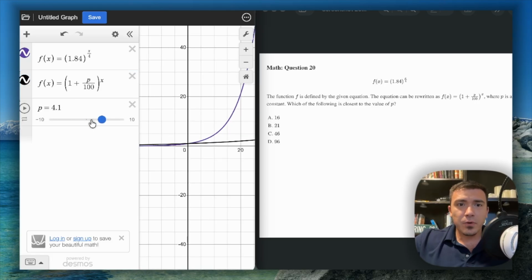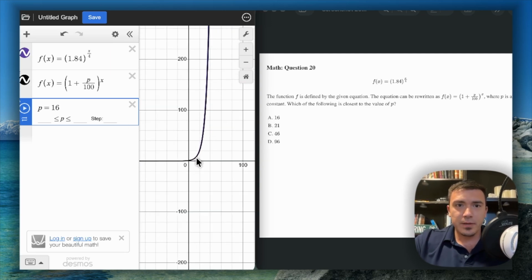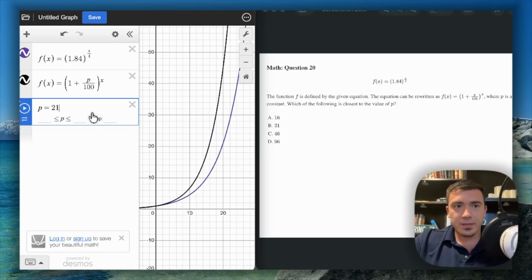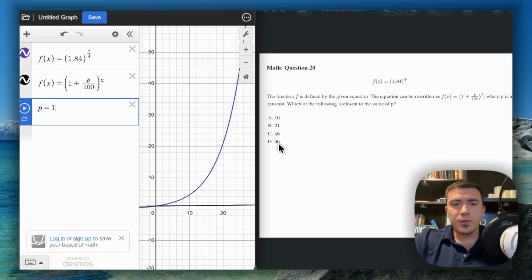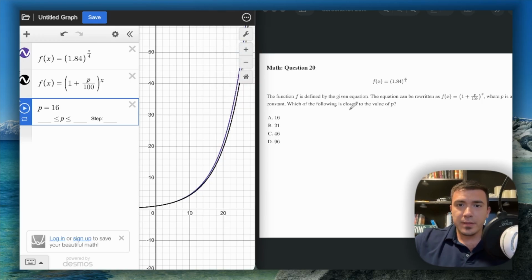So now I'm looking for a value of p that's going to get these two graphs to be the exact same. I don't need to use a slider because this is multiple choice. I have literally 4 options. So I'm going to try the first one, which is 16. That looks pretty good, but they're off by a little bit. Let me try the next one, 21. That's way too off. Let me try 46. That doesn't work. Let me try 96. That doesn't work either. Closest one was 16. And the question literally says, which of the following is closest to p? So my answer is A.